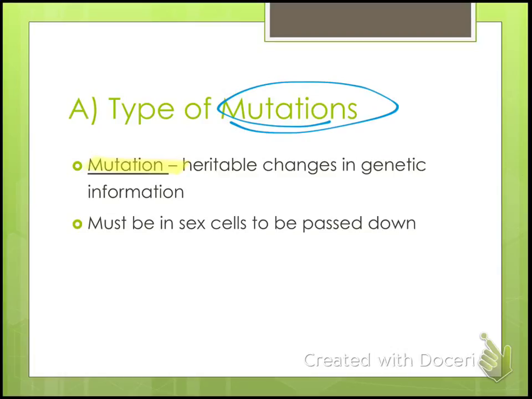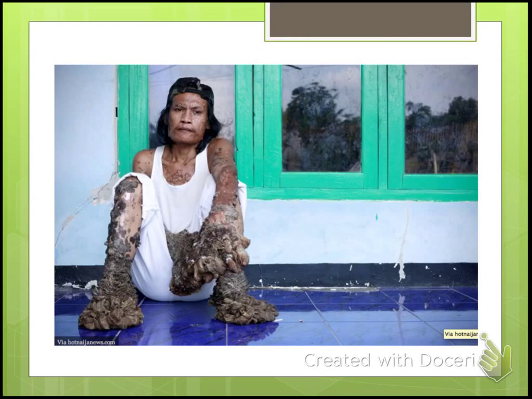There are two types of cells in your body. You have body cells, which are specific to you, that don't get passed down. And then you have sex cells, which will get passed down to your children. Mutations can only be heritable, passed down, if they're in sex cells. That's important to remember.